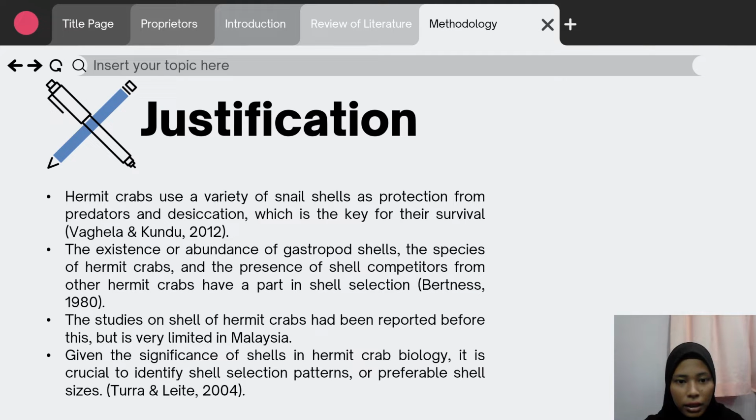Okay, then the justification. Hermit crabs use a variety of snail shells as protection from predators and desiccation, which is key for their survival. The existence or abundance of gastropod shells, the species of hermit crabs, and the presence of shell competitors from other hermit crabs have a part in shell selection. Studies on shells of hermit crabs have been reported before, but they are very limited in Malaysia.